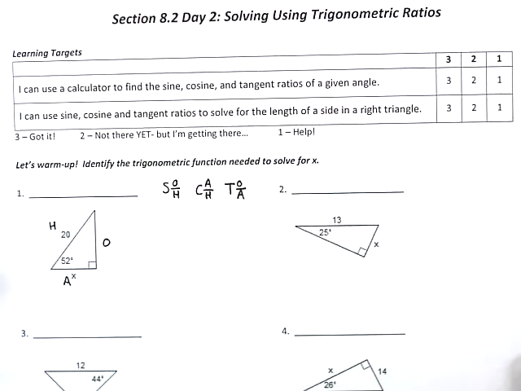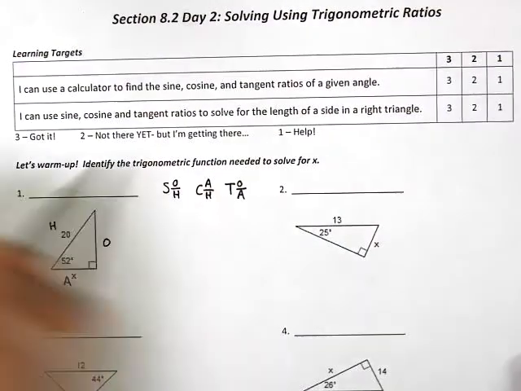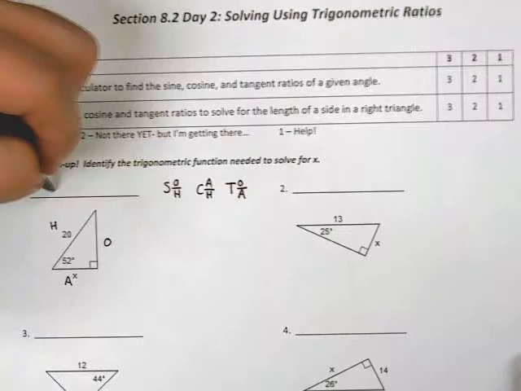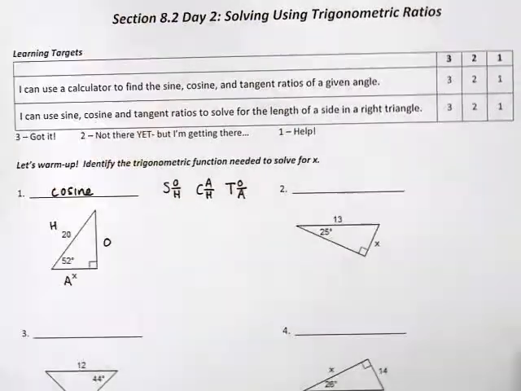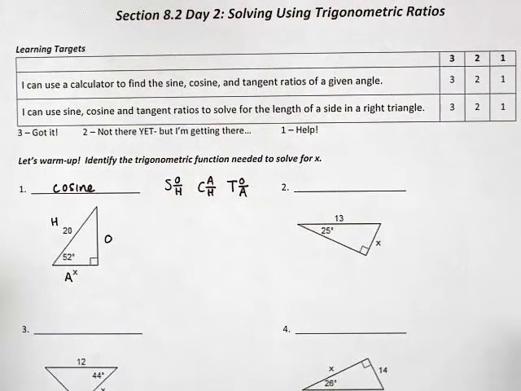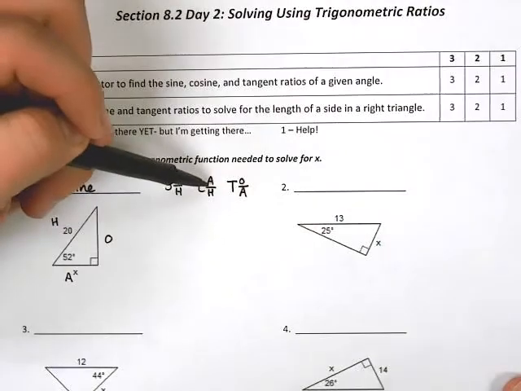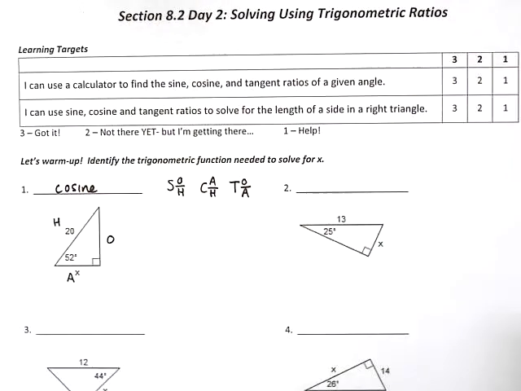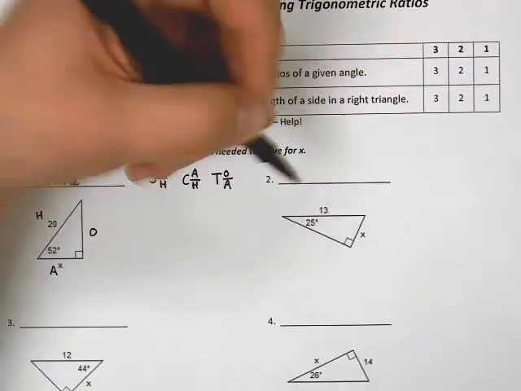CAH, A and H, cosine. Alright? So because I'm looking for the adjacent and I have the hypotenuse, I have to use A and H, the ratio with A and H, which is my cosine ratio. Okay? I keep going, 25 degrees in number 2.